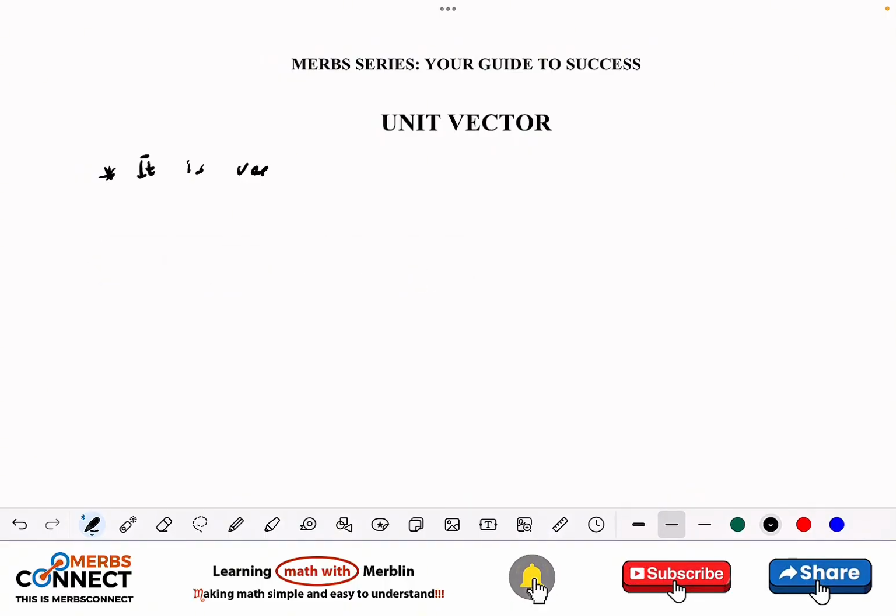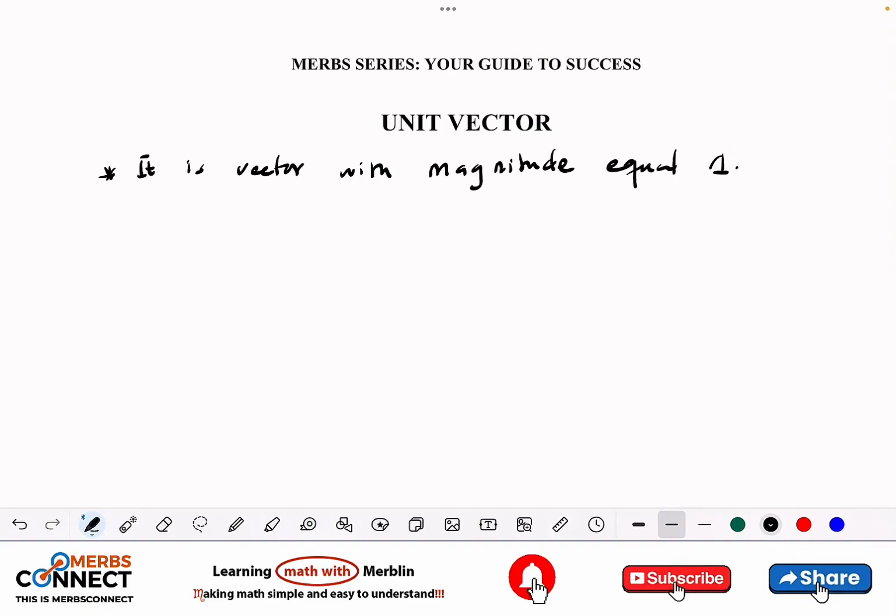It is a vector with magnitude equal to 1. This property is very, very important, right? So anytime we are saying that this vector is unit, it means that when I find the magnitude, I should be able to get 1. I should be able to get 1.